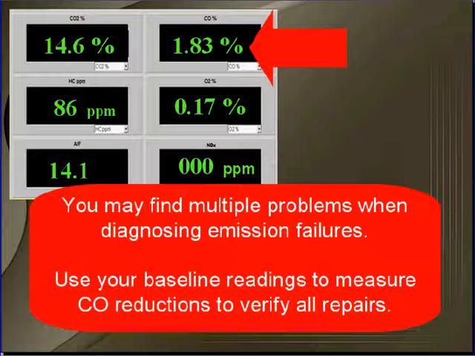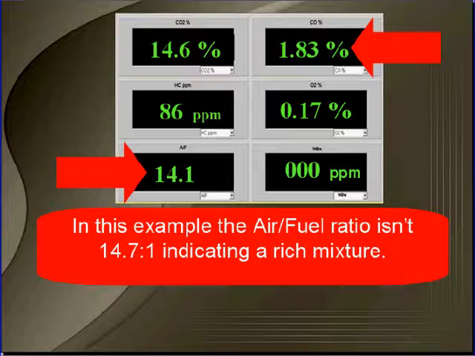You're here because you're working on a vehicle with an emission failure. Your baseline tells you that you have high CO with normal HC. Remember, you may find multiple problems when diagnosing any emission failure, so use your baseline readings to measure CO reduction to verify any and all repairs.